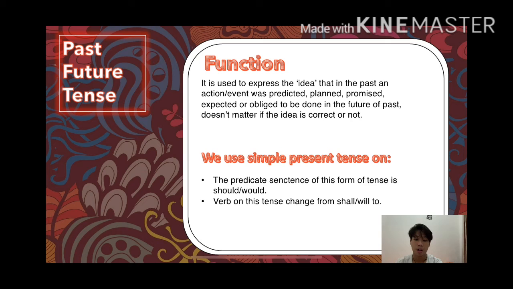The function is used to express the idea that in the past an action or event was predicted, planned, promised, expected, or obligated to be done in the future of the past. It doesn't matter if the idea is correct or not. We use simple present tense on the predicate sentence. The form of this tense is should or would. The verb in this tense changes from shall or will to should or would.